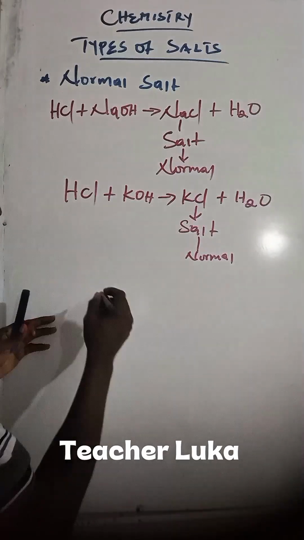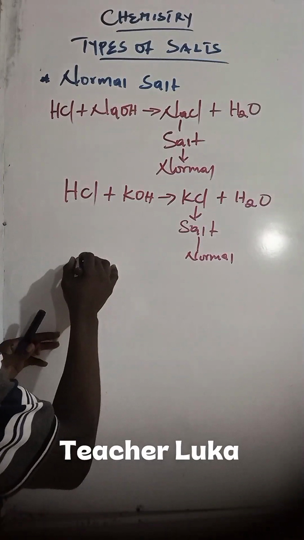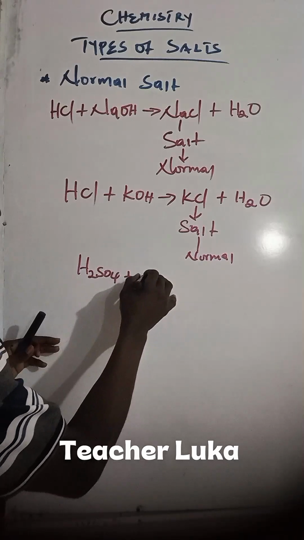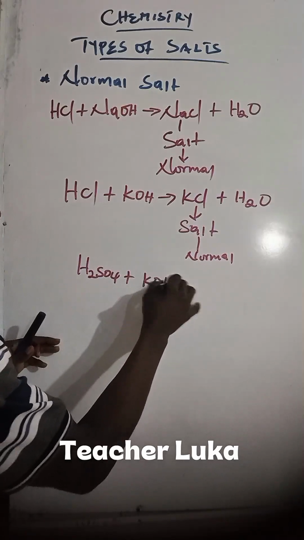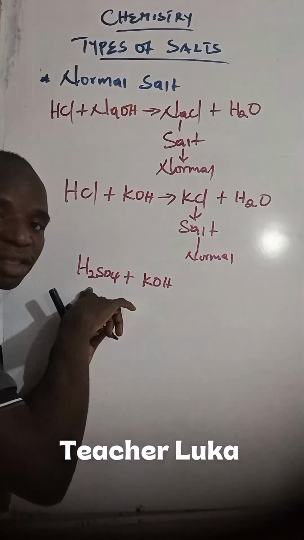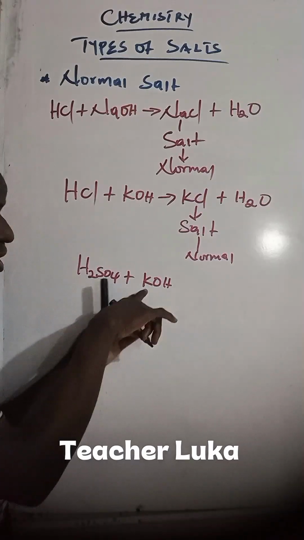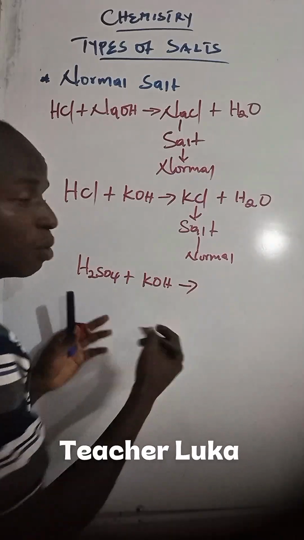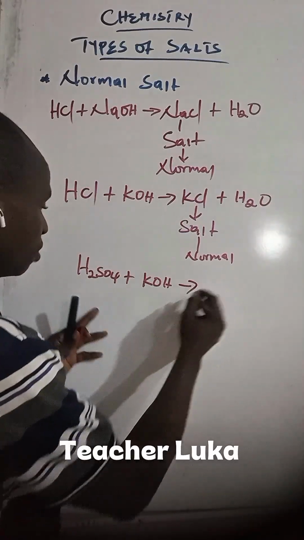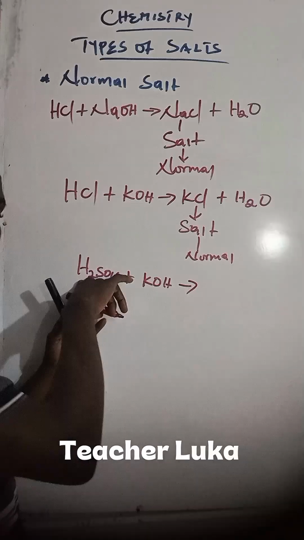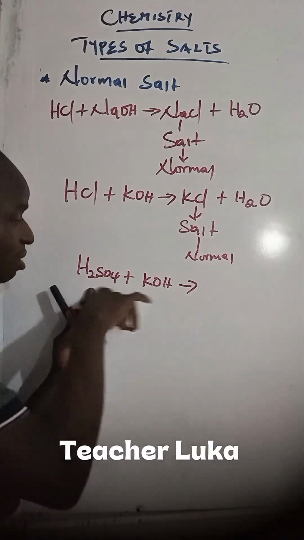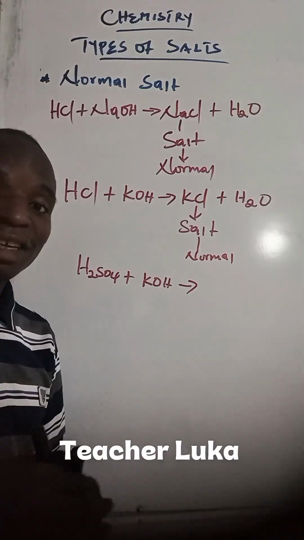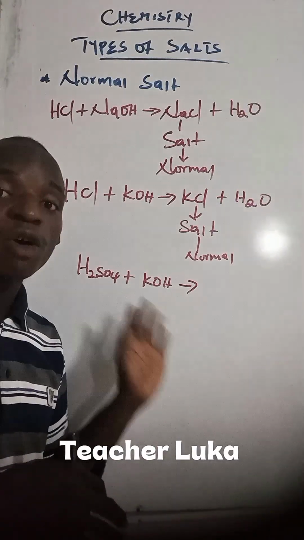Now, let's have another example. Let's say we have H2SO4 plus KOH. So this is tetraoxosulfate 6 acid, or sulfuric acid. It is reacting with potassium hydroxide. Let's see if this will give us a normal salt. Potassium will take the place of the hydrogen. This tetraoxosulfate 6 acid is a strong acid. It ionizes completely in water. So we write the equation for a complete neutralization.